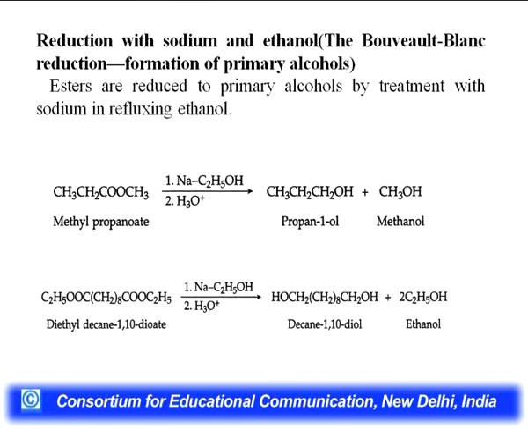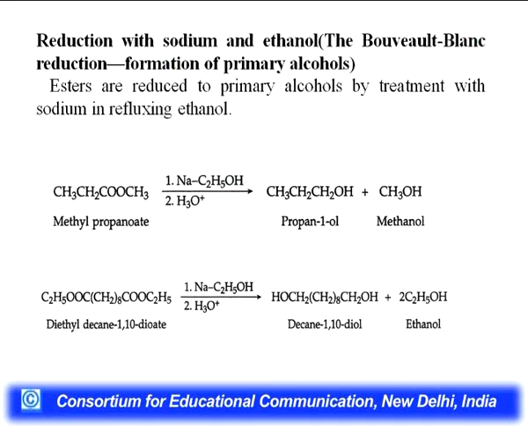Next reaction is the reduction with sodium and ethanol. It is the Bouveault-Blanc reduction, or we can say the preparation of primary alcohols. Esters are reduced to primary alcohols by treatment with sodium in refluxing ethanol. Here are the 2 examples: methyl propanoate will give you propan-1-ol, and diethyl decane-1,10-dioate will give you decane-1,10-diol on reduction with sodium and ethyl alcohol.